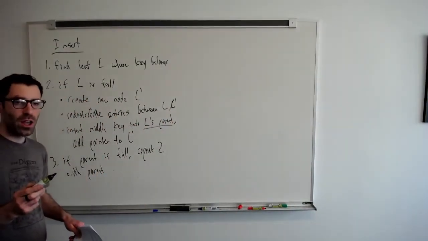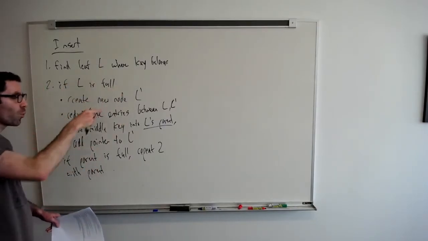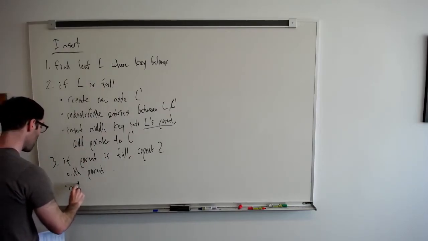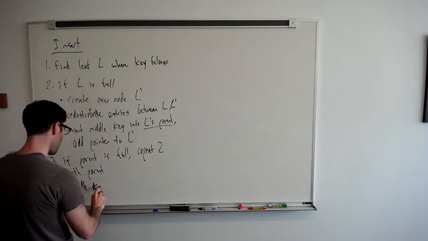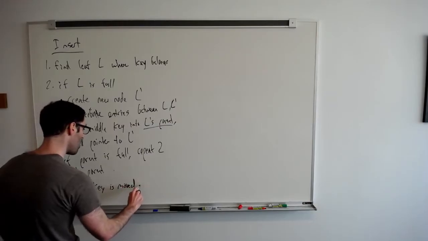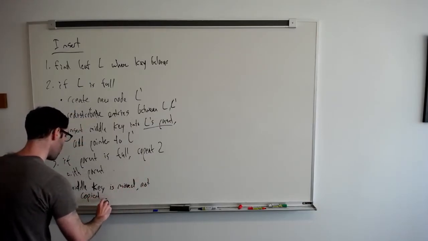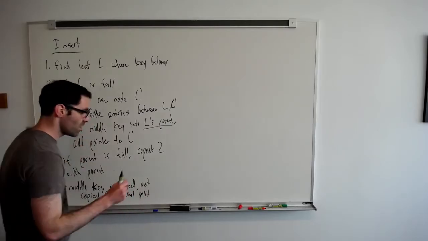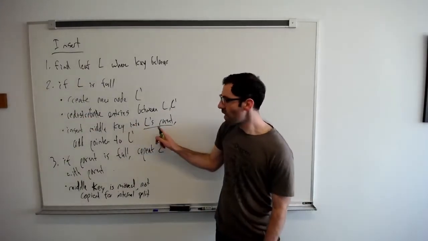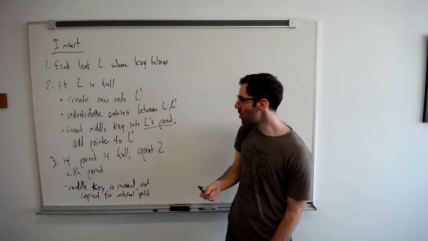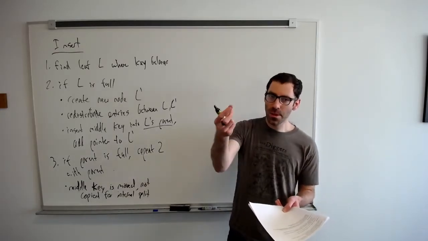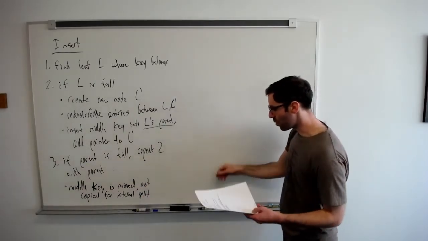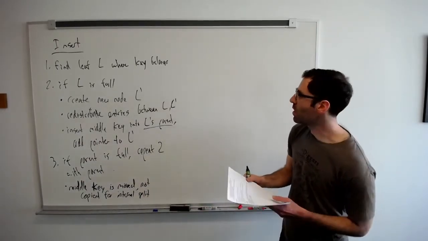An important difference when we're doing step two with an internal node rather than with a leaf is that with the middle key, when we were splitting a leaf, we inserted it into L's parent by copying it. When we're splitting an internal node, we're not going to copy that key into the parent, we're going to move the key into the parent. Why don't I just go through an example so that you can see exactly what I mean.